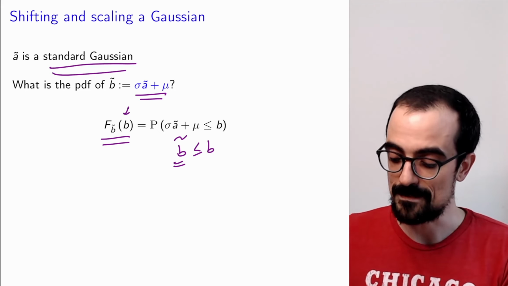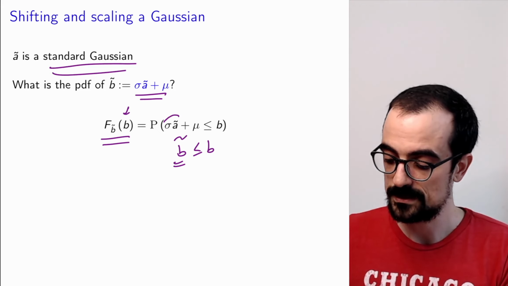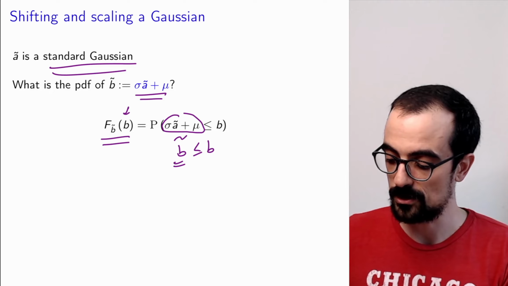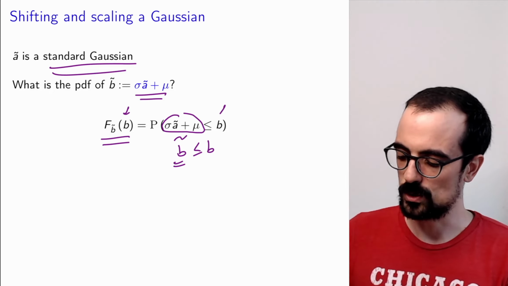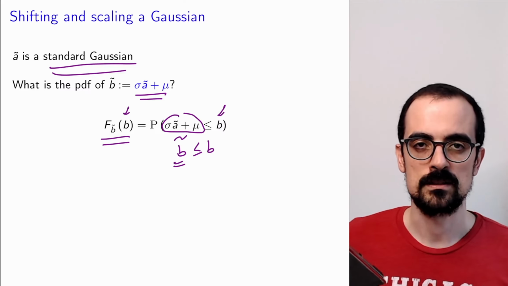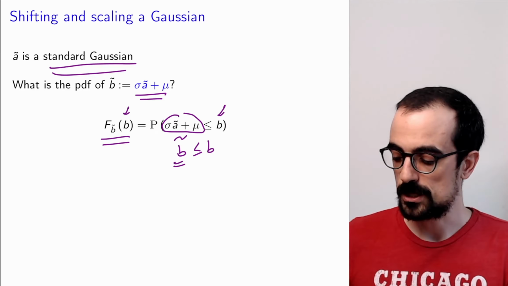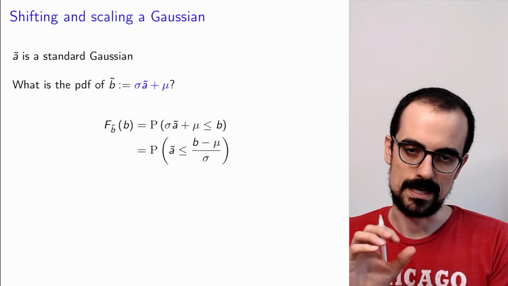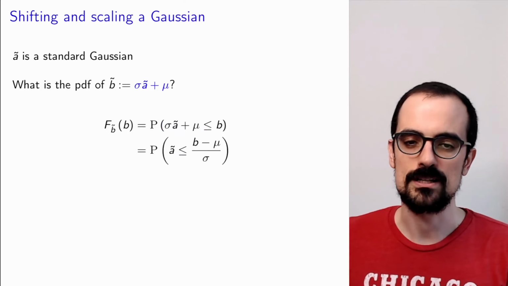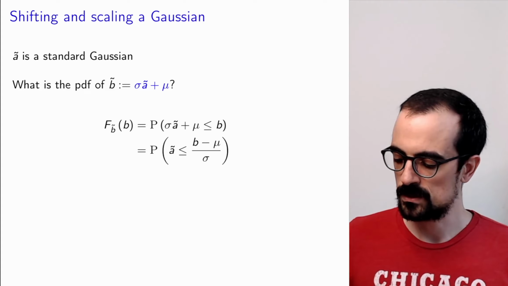We're interested in this event, which is that sigma A plus mu is smaller than or equal to B. That's what we want. Now we can express this easily in terms of the CDF of this random variable A by moving things around. Here we're assuming that sigma is positive.